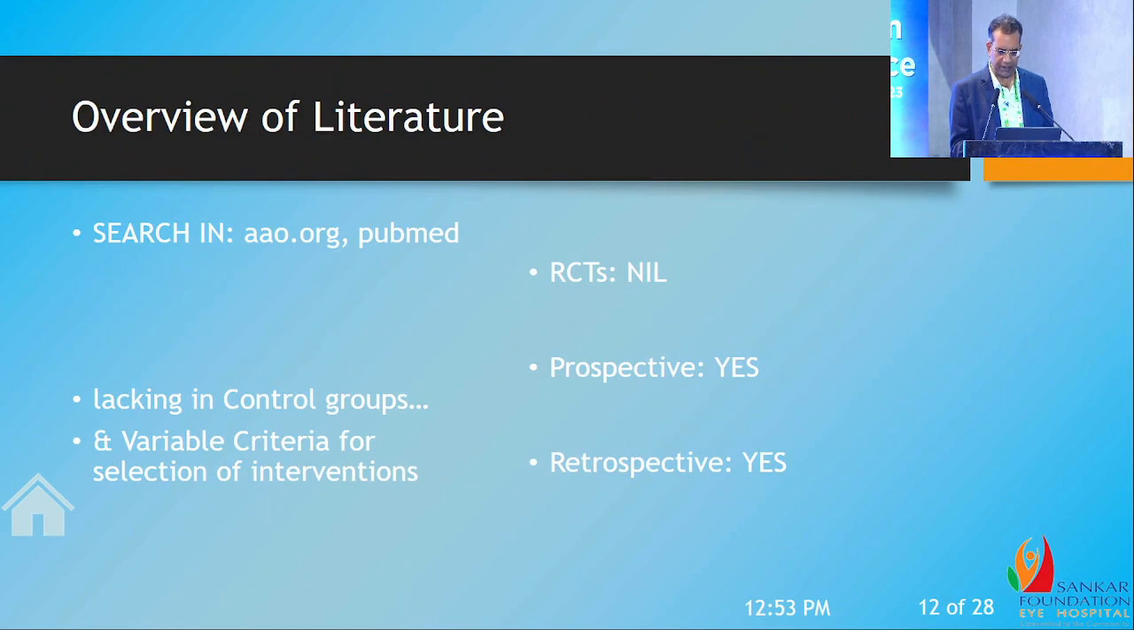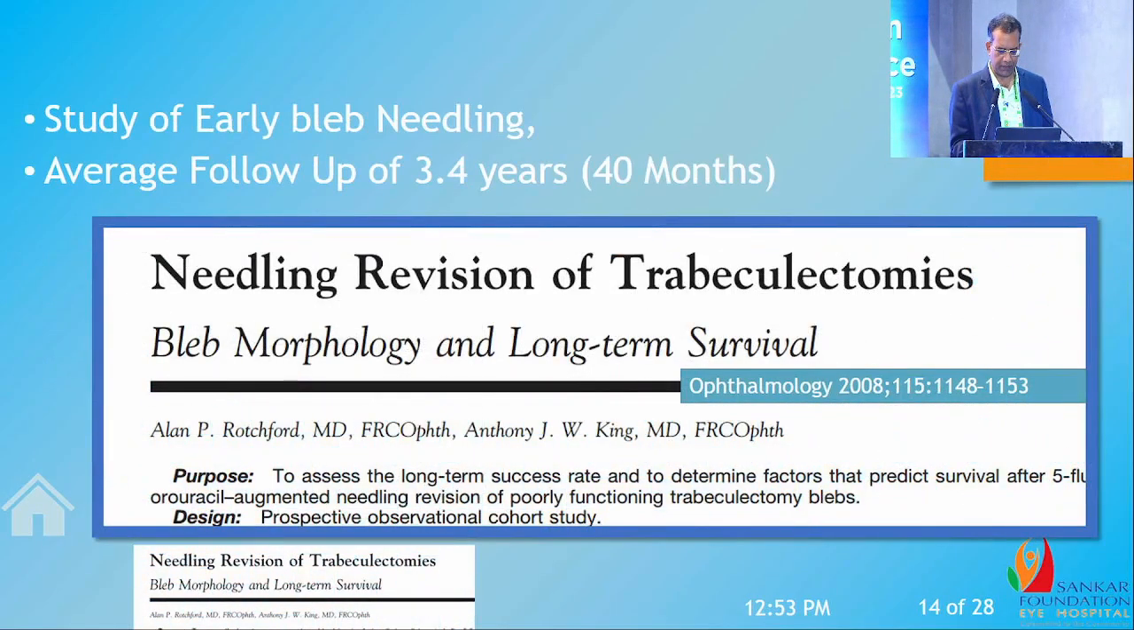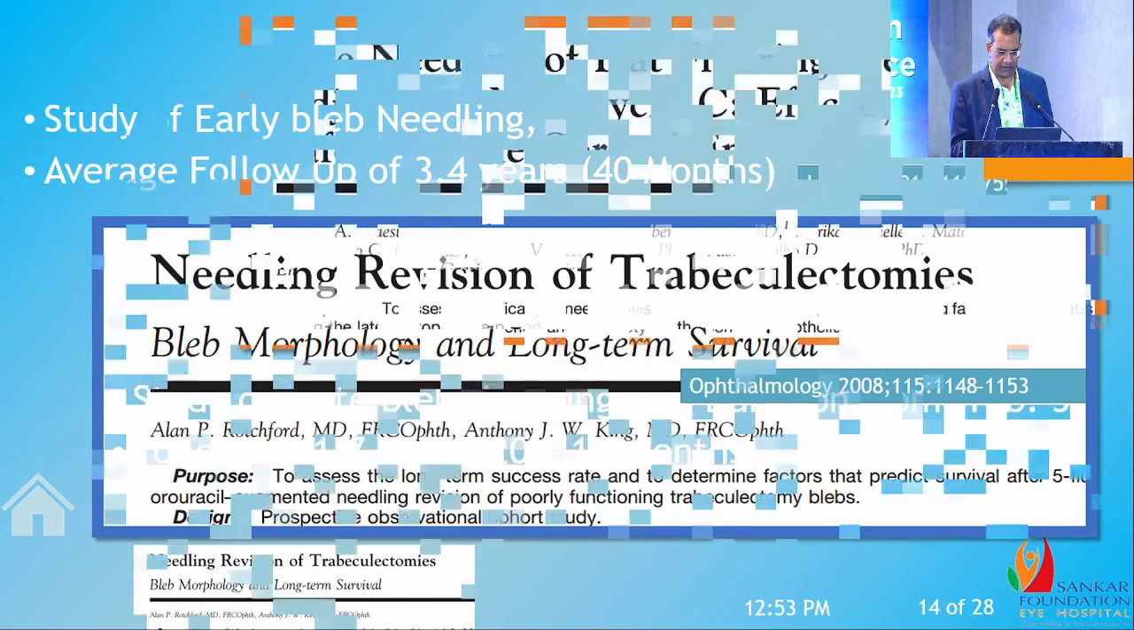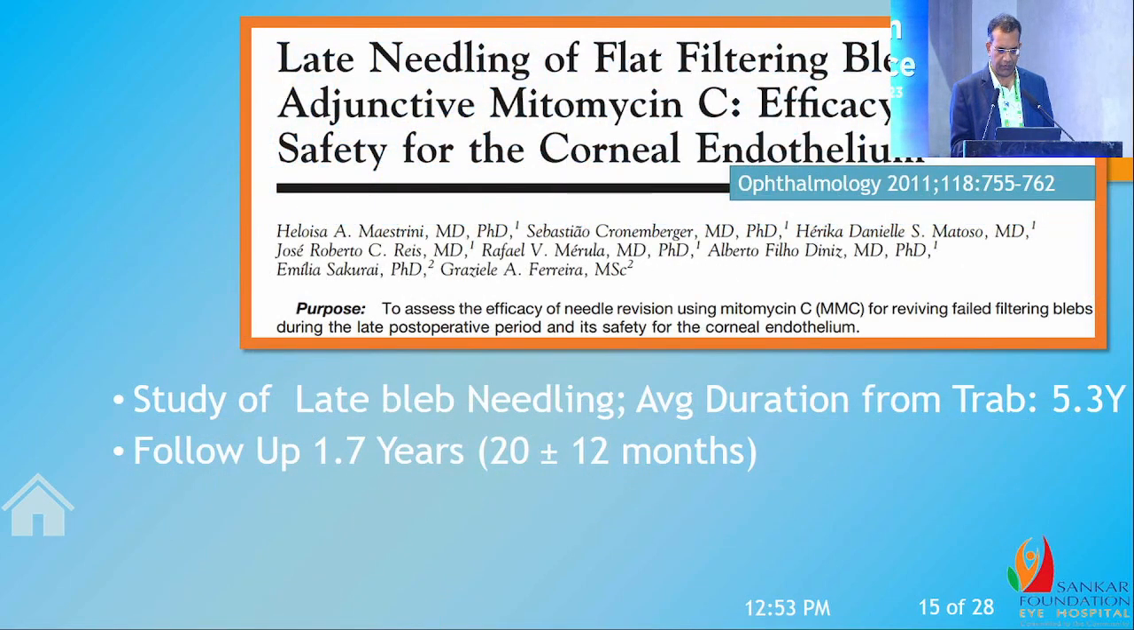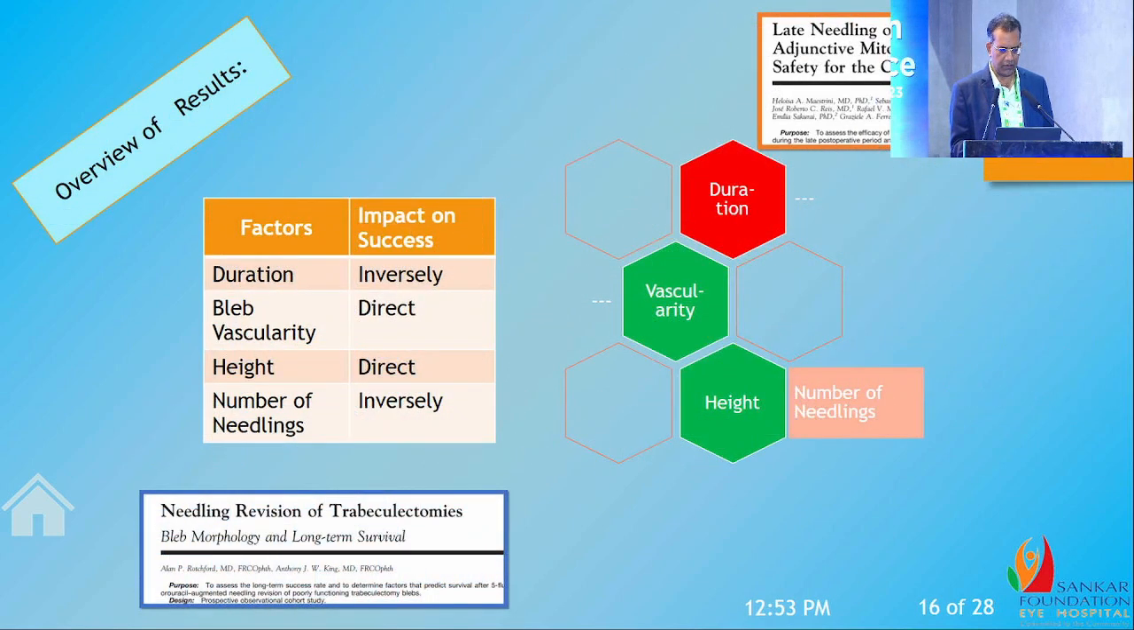Overview of literature: yes, prospective studies are there, and retrospective studies are there, but randomized controlled trials are not there for this particular topic. So what happens with needling revision of blebs, Ophthalmology 2008, and what happens with late needling of flat filtering blebs with adjunctive mitomycin C, 2011 article. Overview of the results.